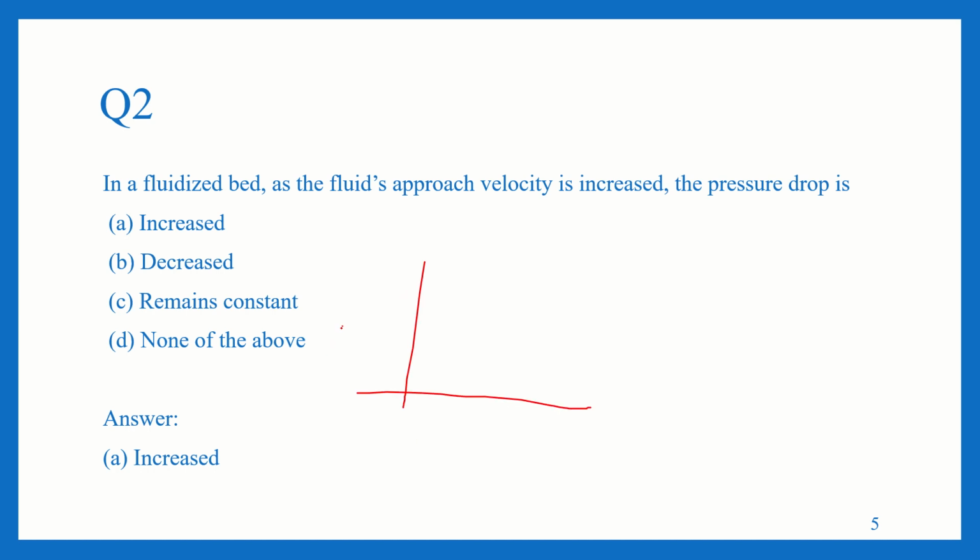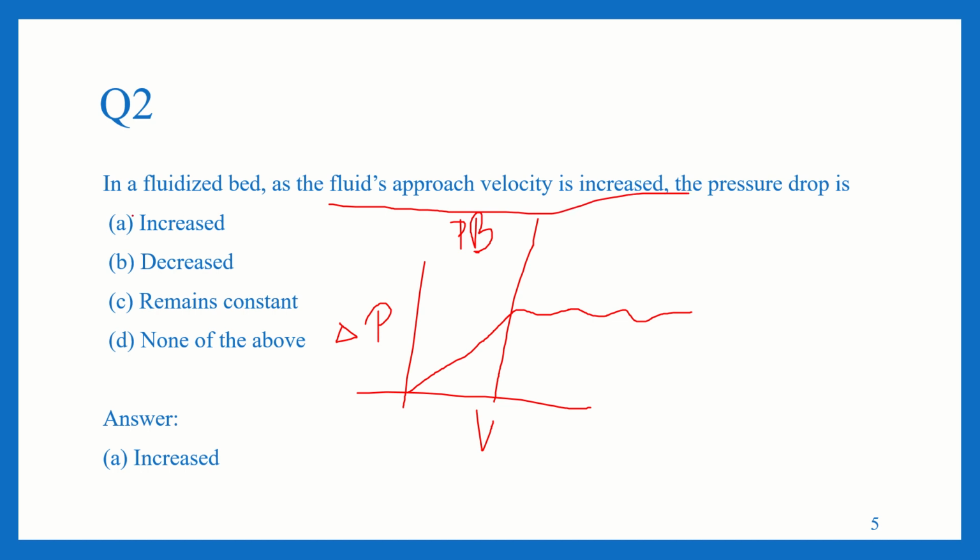So consider this, delta P versus fluid velocity. Consider the packed bed. When the velocity is increased, the pressure drop keeps increasing. After which, once the bed is fluidized, the pressure drop would remain constant. But as the fluid's approach velocity is increased, the pressure drop is also increased. So the answer to question 2 is option A, that is increased.